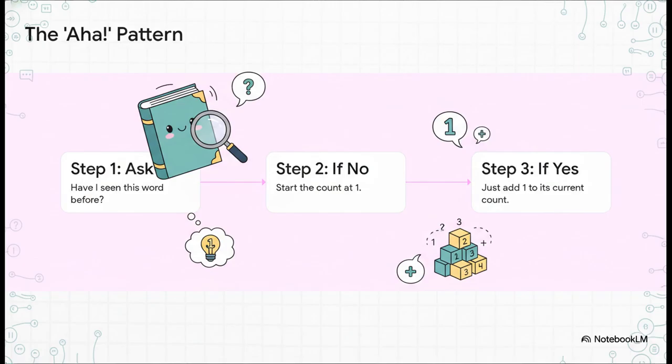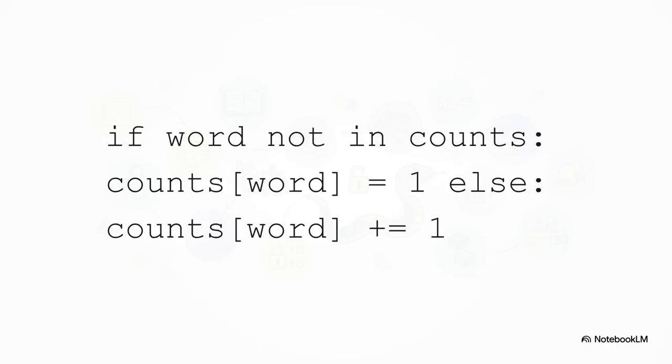Now, what's really cool is how this leads to a simple, repeatable pattern. I like to call it the aha pattern. For every single word we see, we just have a quick little conversation with our dictionary. First, we ask it, hey, have I seen this word before? If it says no, great, we'll start its count at 1. And if it says yes, even better, we just find its old count and add 1 to it. That's the whole pattern. And what's so brilliant is that the code is a direct translation of that conversation.